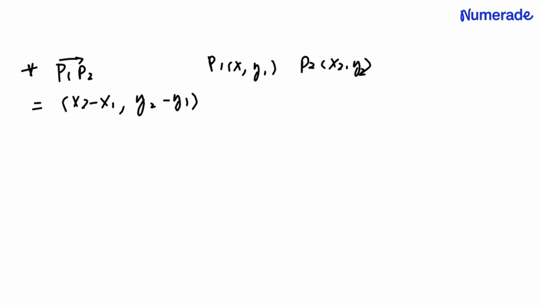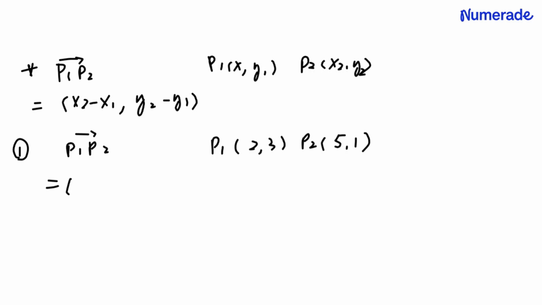Let's start with the first one. We have p1 has a coordinate of 2, 3, and p2 has a coordinate of 5, 1. So then easily we can calculate: x2 is 5, x1 is 2, y1 is 1, and y2 is 3. So you end up having 3, negative.